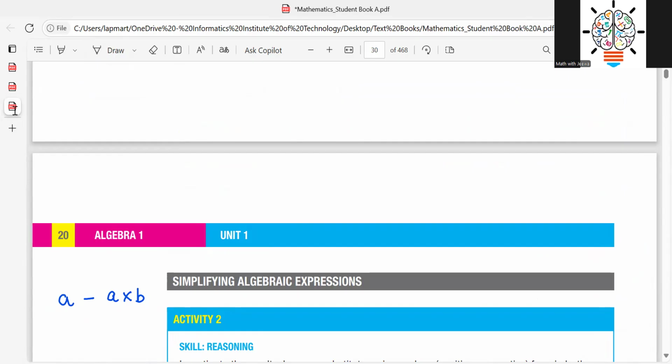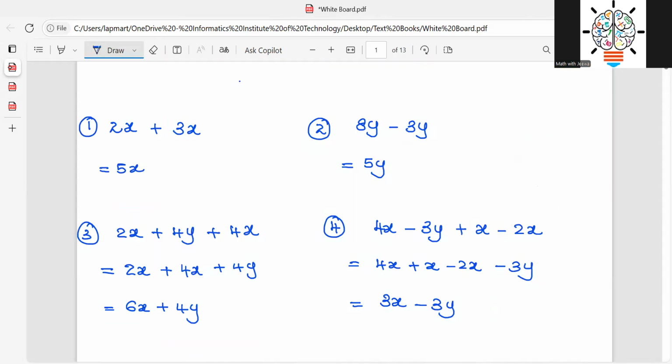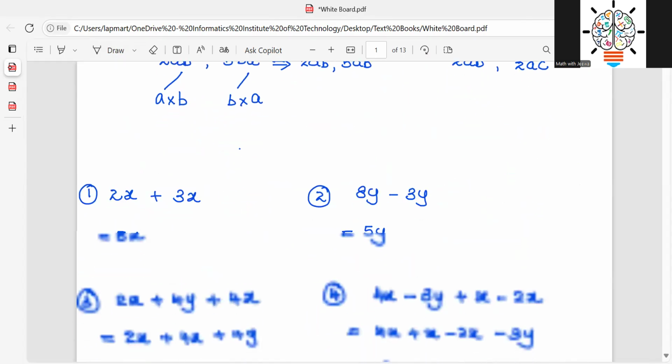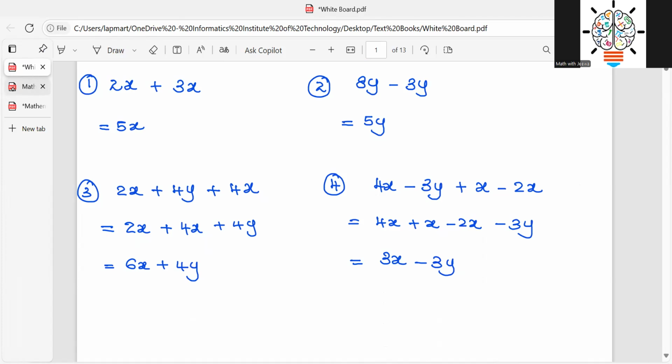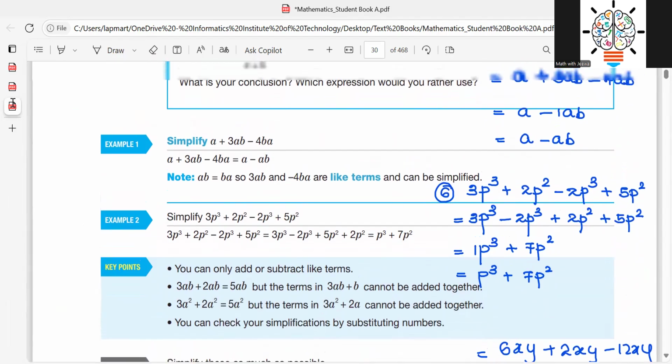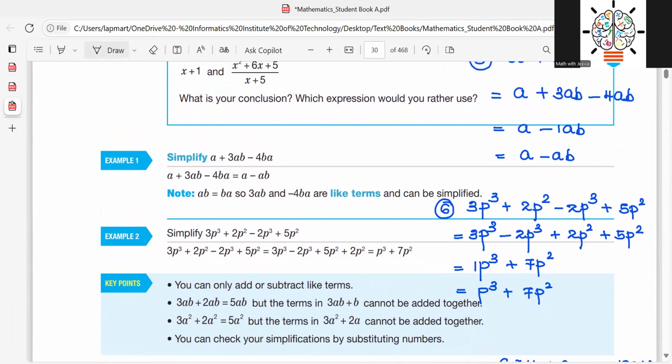I told you, write down the subtopic, algebraic expressions. First you copy down the 4 examples here. No, before that, we want to write down the difference between the like terms and the unlike terms under the topic simplifying algebraic expressions. After copying down this diagram, you can copy down these 4 examples. Then example 5 here and example 6 here. After that, you want to copy down these key points in black color. You take the black color and write down these key points.